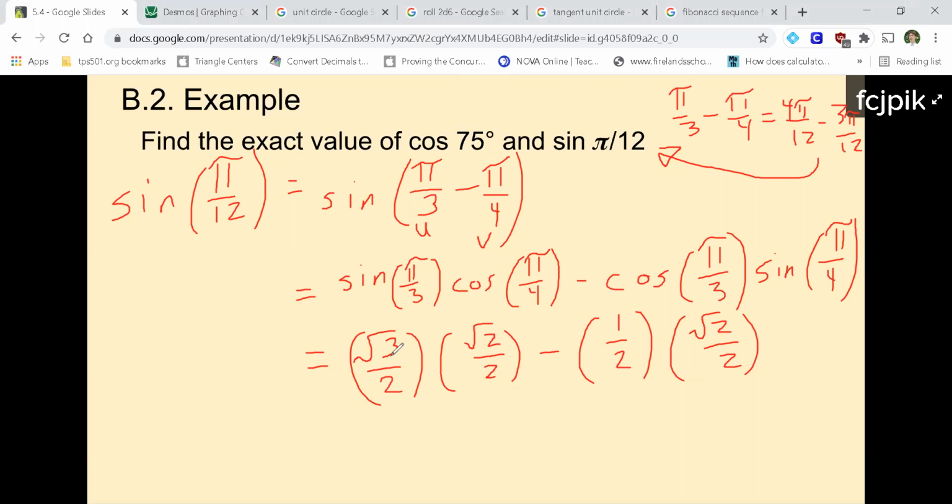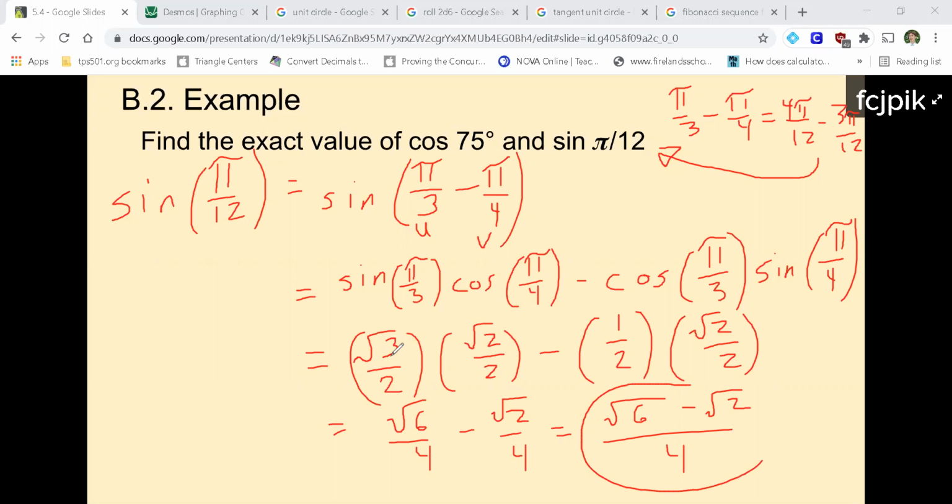And then the rest of this problem is just simplifying. So this becomes the square root of 6 over 4 minus the square root of 2 over 4, which has a common denominator already. So it combines into the square root of 6 minus the square root of 2 over 4.